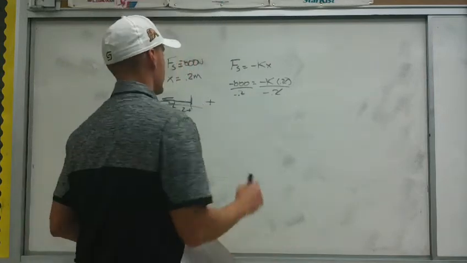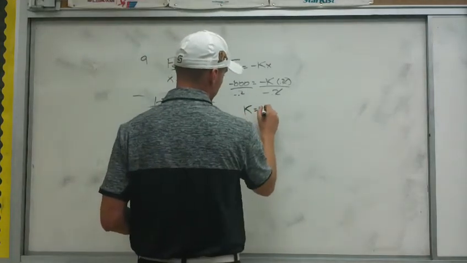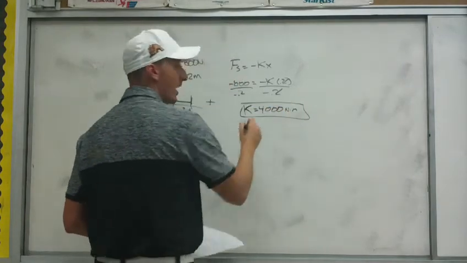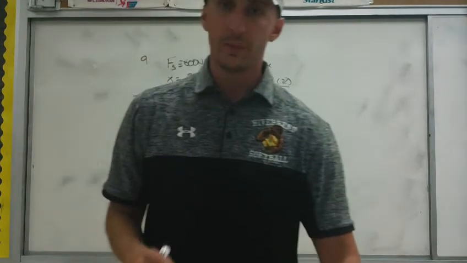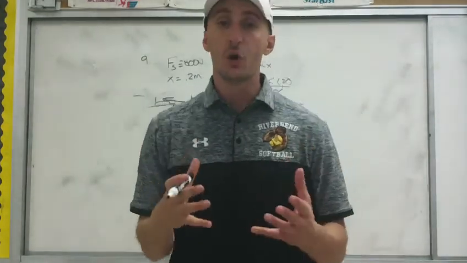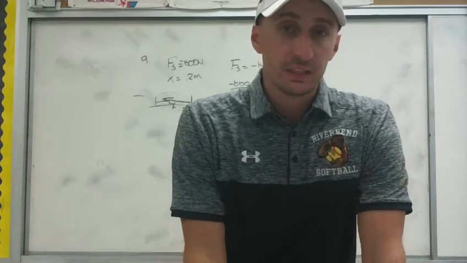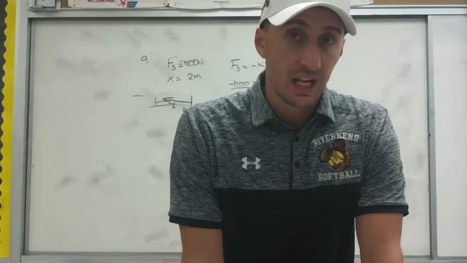I get 4,000 for K. So we had to find the spring constant first, okay? We had to figure it out because then we know something about the spring and we can apply it to A, because it gives me different information that I need K for.